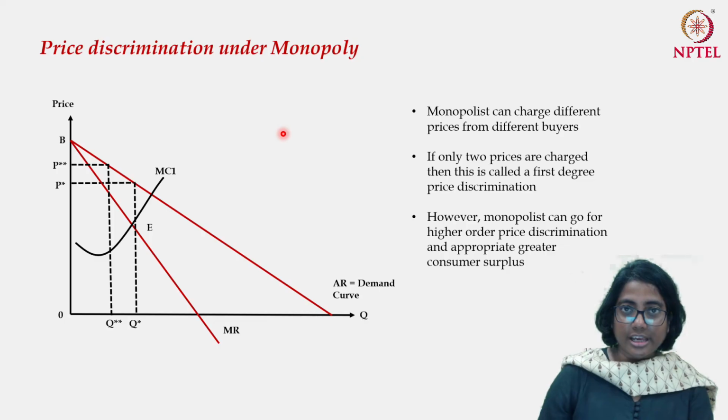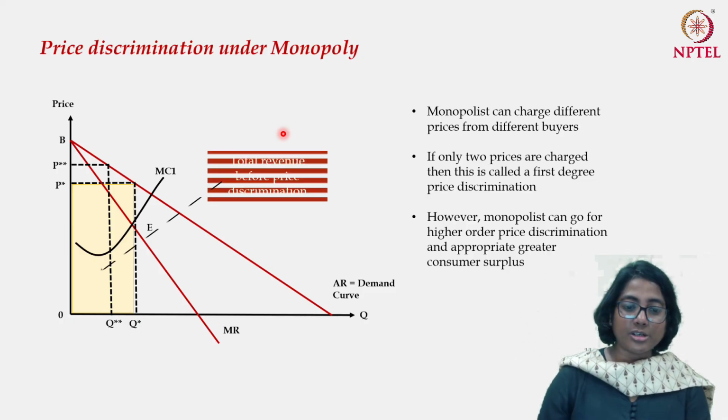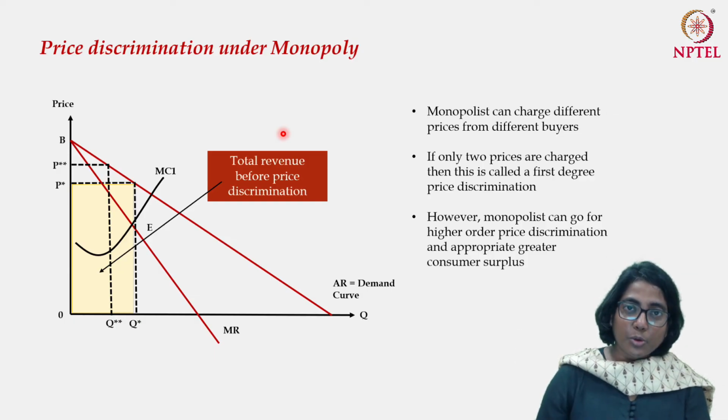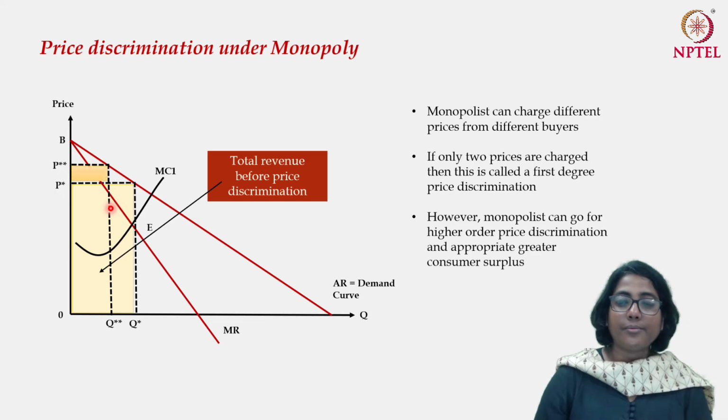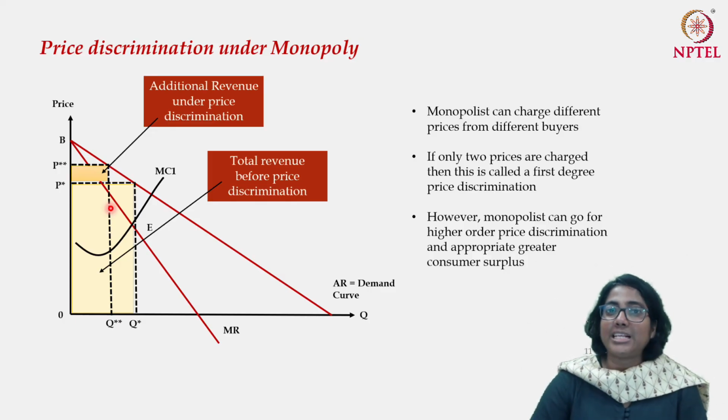In the first case, if there is no price discrimination, what is the total revenue? The total revenue that the monopolist will earn under no price discrimination is captured by this yellow block. The moment this monopolist has gone for price discrimination, in addition to this area, it will also earn the revenue which is equivalent to this area. So the revenue of the monopolist will actually increase if there is price discrimination.